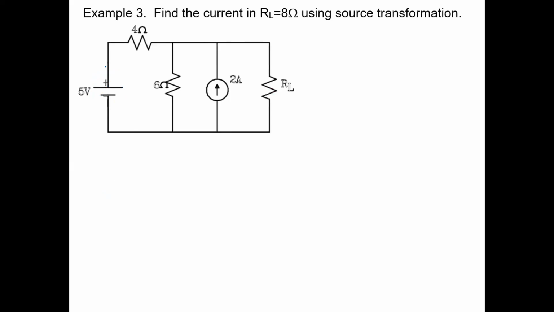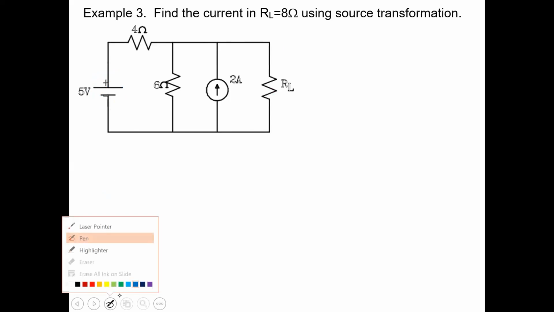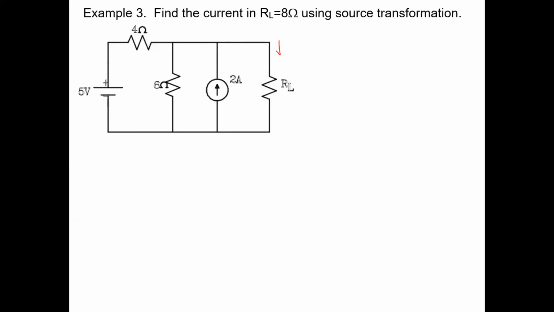And it's saying it's a 5-volt battery. And you've got a 4 ohm resistor, a 6 ohm resistor, a 2 amp source, and this load resistor. And we're asked to find out what is IRL, the current going through the load resistor.